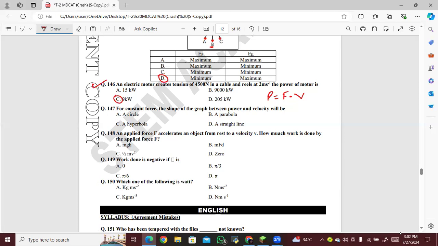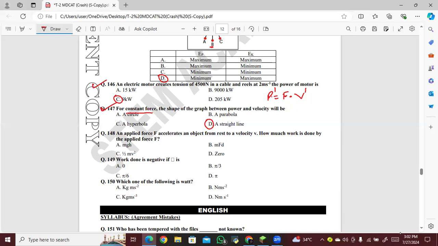For constant force, the shape of the graph between power and velocity. For constant force, this force is constant. Now power and velocity become directly proportional, and they are a linear function, so there will be a straight line.